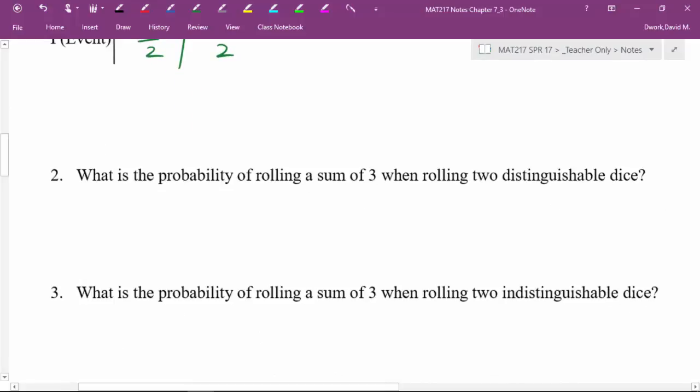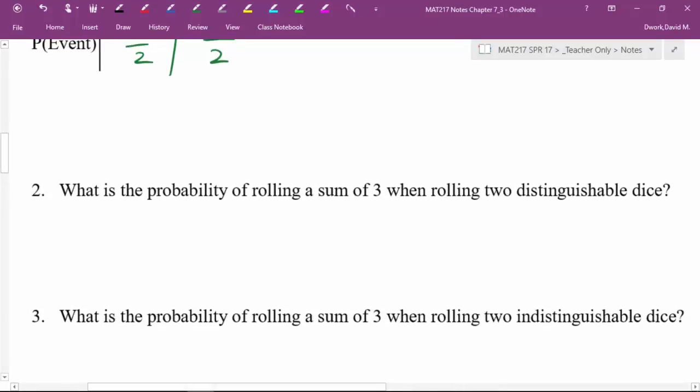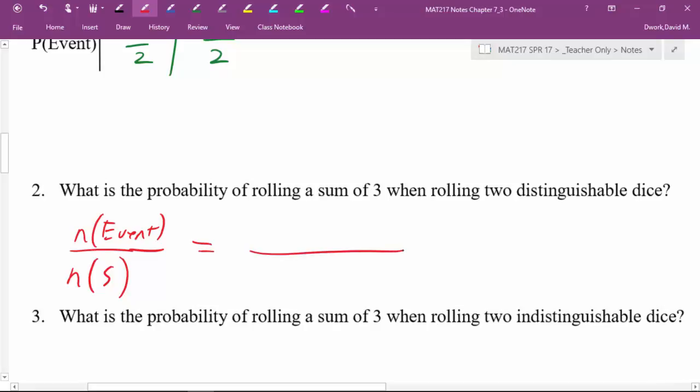So now we're just into practice because that's kind of the whole lesson. So now we're just going to do a couple practice problems. What is the probability of rolling a sum of 3 when rolling 2 distinguishable dice? Okay. So how do we figure out probabilities? It's the definition: the cardinality of the event divided by the cardinality of the sample space. So when I'm rolling 2 distinguishable dice, you choose. These are 2 separate problems, and it's your choice how you want to do them.